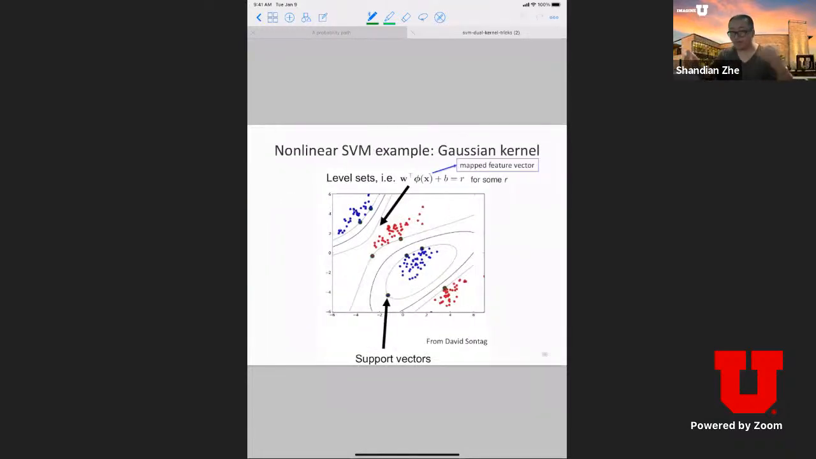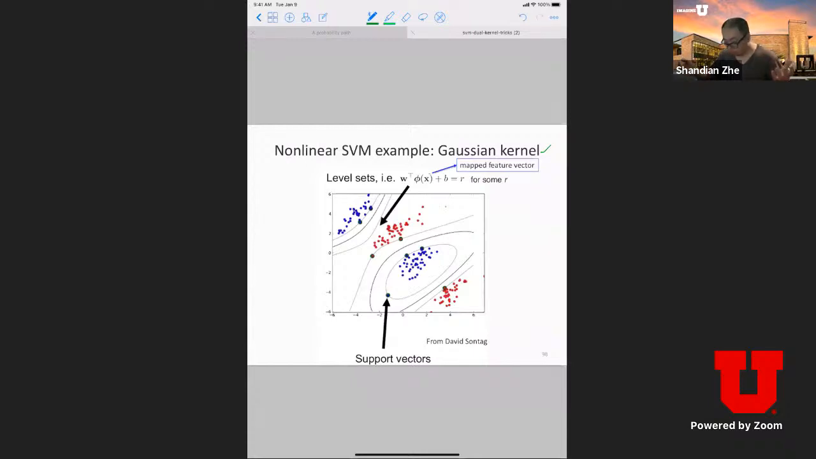So now let us look at some results to just visualize that, to give us a concrete intuition, right? So here is a nonlinear SVM example based on the Gaussian kernel. Remember, the Gaussian kernel corresponds to an infinite nonlinear feature mapping, right? So those are the positive and negative examples.